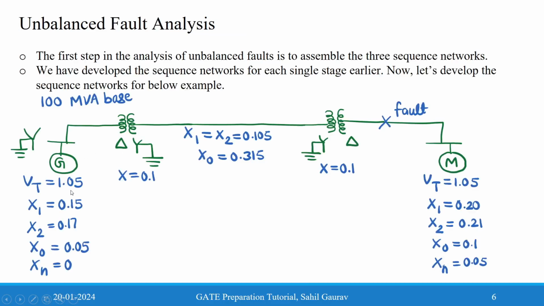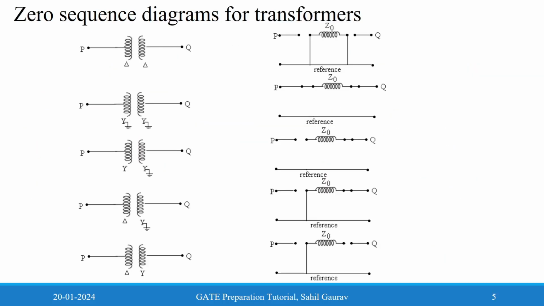Now let us see one of the examples based on that. In the unbalanced fault, if the star connection has grounded resistance or reactance, it will be simple: it will be Z naught plus 3 Zn. So it is in series connection with the zero sequence impedance.